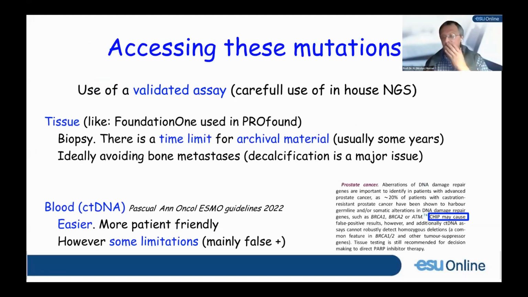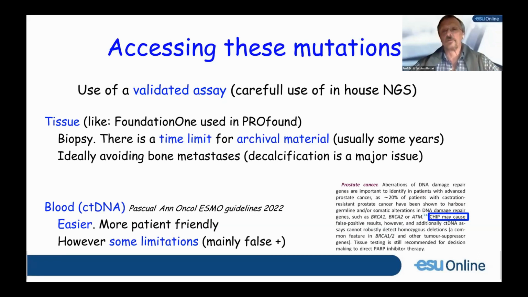So the first question is, okay, we need to find and select the patients who have these mutations. Practically, how do we do it? Three simple messages. The first one is probably the most important one. We should be very careful and only use a validated assay. Be very careful if you use in-house next generation sequencing. There are several papers that suggest that next generation sequencing done in-house might give you quite different results. So probably a validated assay is clearly the way to go.